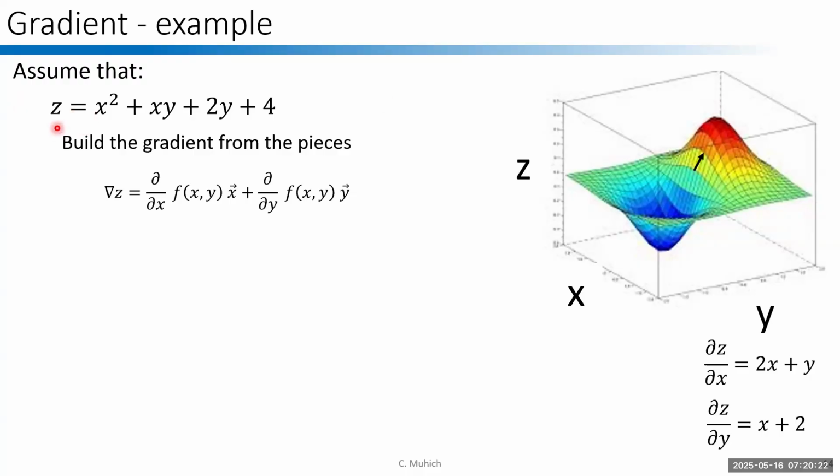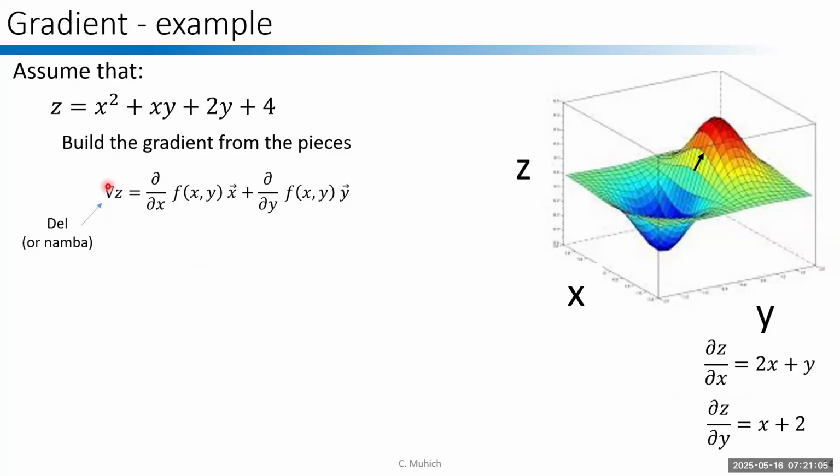So let's assume that our function z is, again, x squared plus xy plus 2y plus 4. We can build the gradient from those partial derivatives that we calculated in the previous set of slides. So my gradient of z is the partial with respect to x of my function in the x direction, plus the partial with respect to y of the function in the y direction. Luckily, we've already calculated what partial z partial x and partial z partial y are in those previous slides, and I just need to plug them in.